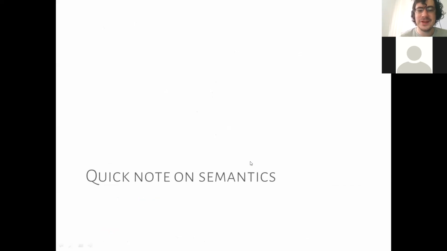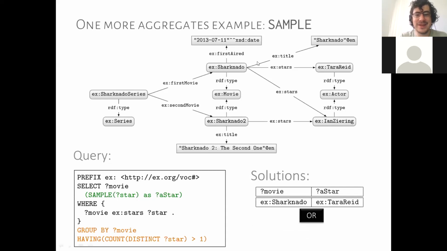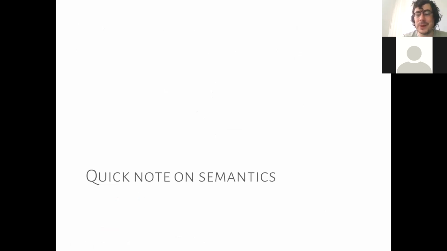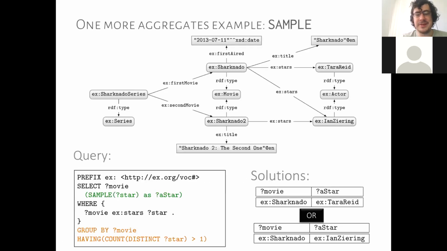No doubts? Okay, so talking about counting things and saying how many stars does a movie have, for example, we might start to think about the class on OWL, where we were very careful. We were saying, if we look at these data, how many stars does Sharknado have? According to OWL, it would be at least 1, because we don't know that Tara Reid and Inzuri are different, right? Or we also don't know, for example, if there are more stars, because the data might be incomplete.